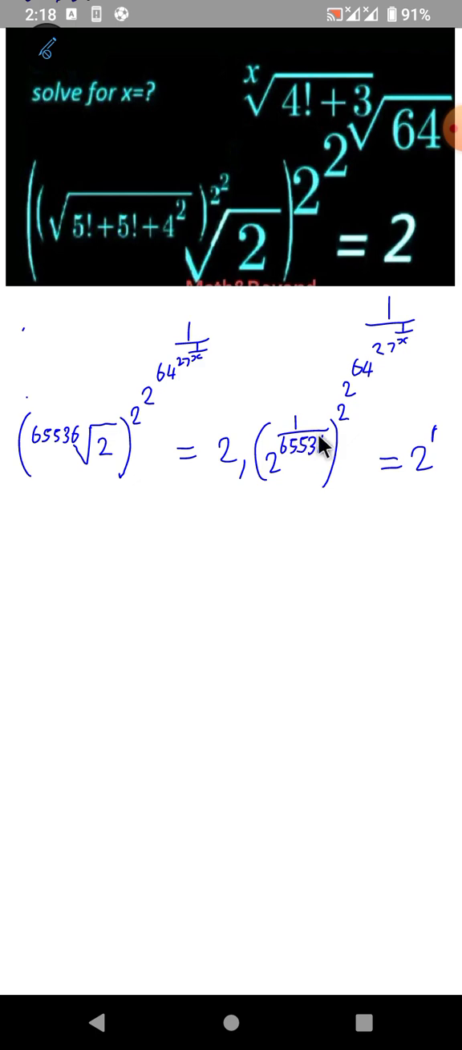So from here now, this power inside here is going to multiply this entire power outside here. So right, we say I'll write this 2 first. So here will be 2. Then we have this expression now multiplying this. Now we have 2 raised to the power of 2 raised to the power of 64 raised to the power of 1 all over 27 raised to the power 1 over x. This 1 here is multiplying this 65536. Then all equal to 2 raised to the power of 1.